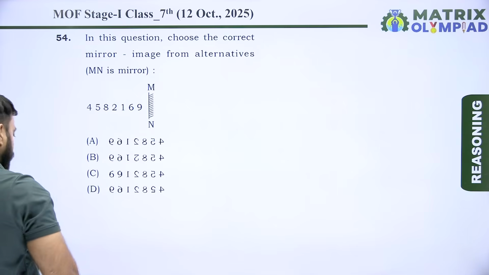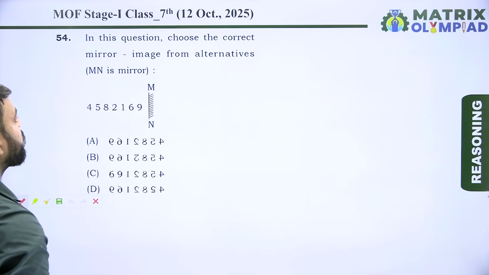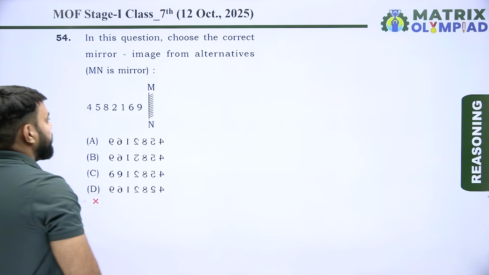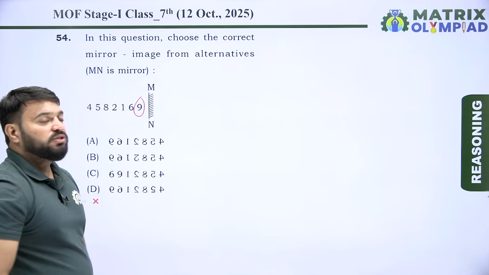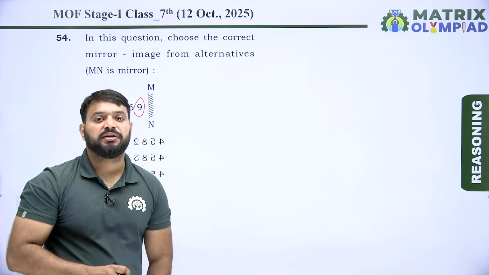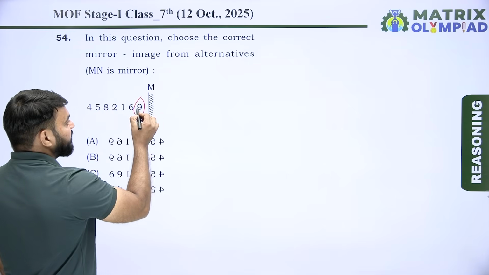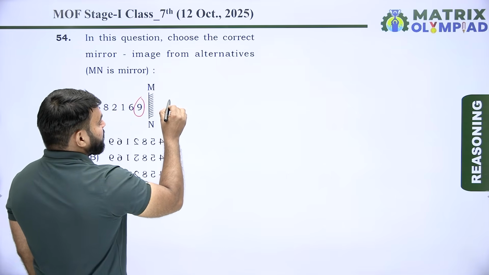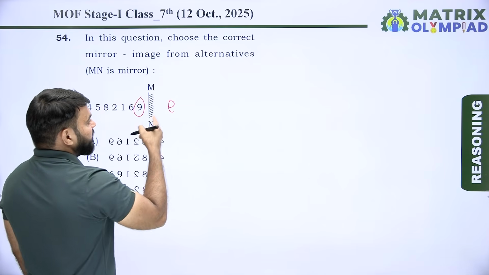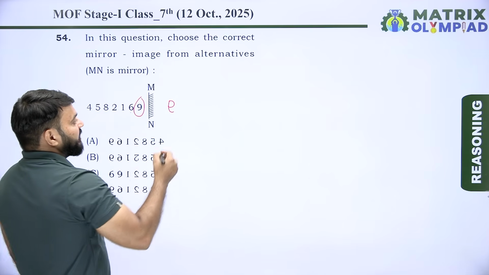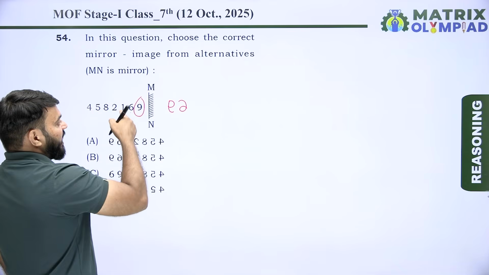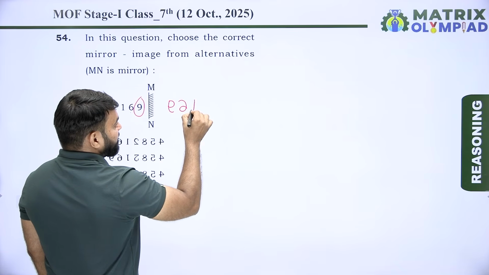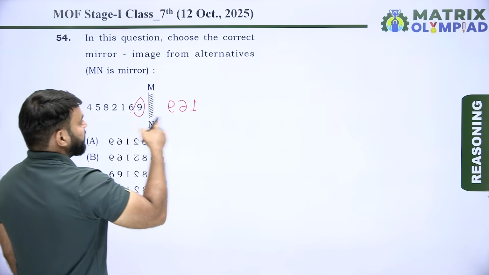Now the next question is question number 54. In this question, choose the correct mirror image from the alternatives. MN is a mirror. So the part of an object which is near to the mirror will remain near to the mirror in the mirror image. So first find the mirror image of 9. The mirror image of 9 looks something like this, and then find the mirror image of 6. So this is the mirror image of 6, and next find the mirror image of 1. This is the mirror image of 1.